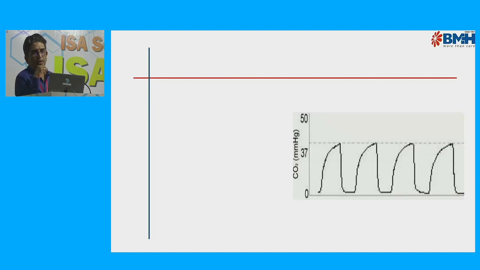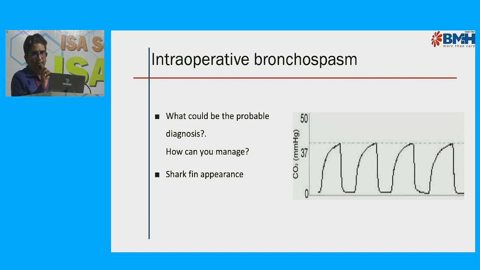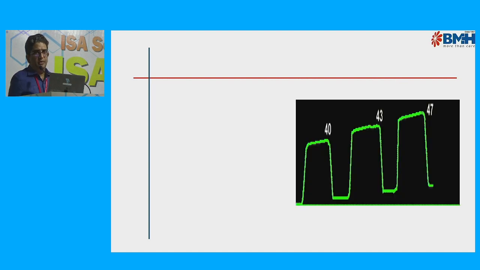Sharp in appearance. Obstructive airway disease, COPD, asthma. Okay. So what will you do? You can manage with bronchodilators. You can deepen the plane of anesthesia, but you can give bronchodilators. That typical appearance is known as the shark fin appearance. So can you comment about this?